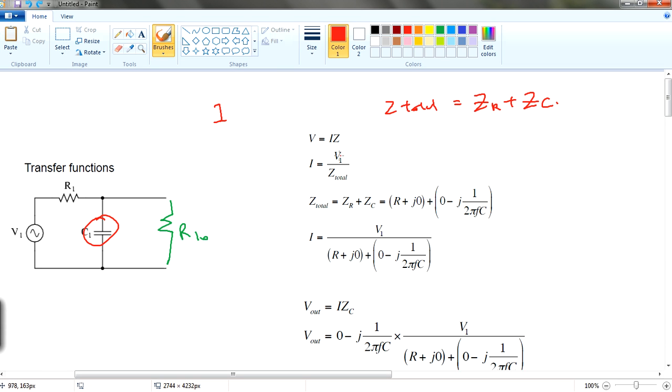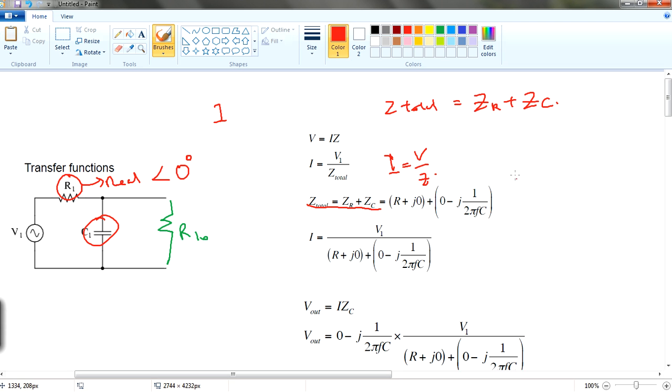So without further ado, we shall start. V equals IZ. You just bring the Z downwards, so you have I equals V over Z. You know that Z total is equal to ZR plus ZC, where R is just the resistance, a real number, because you will have zero phase shift.